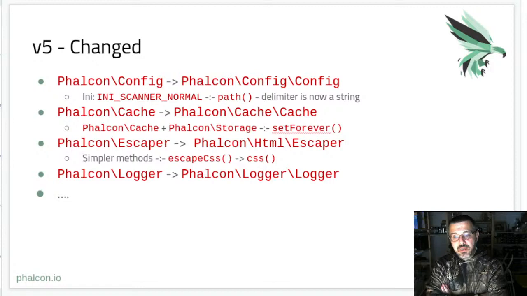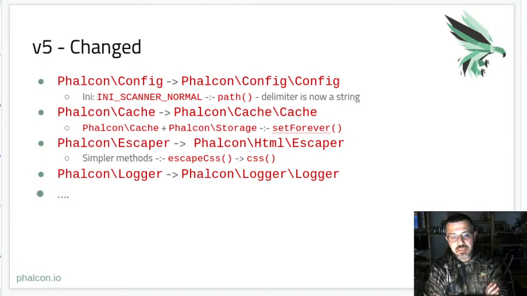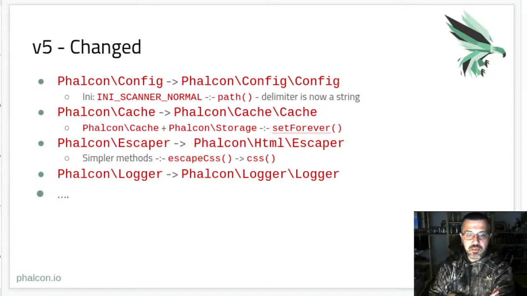Falcon Escaper has been moved under HTML because it does make sense. It escapes HTML, whether this is CSS or HTML attributes or HTML itself, and so on and so forth. And we did create some simpler methods. For instance, escape CSS is just CSS because this method is on the escaper. So if you have the escaper and you call escape CSS, you have the same name twice. Now, escape CSS does exist still. It will give you a deprecated warning, so that will give you a long time to change your method names if you don't want to refactor this right now. It will be removed in a future version, maybe after 6 or something like that.